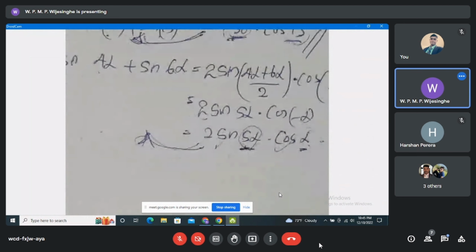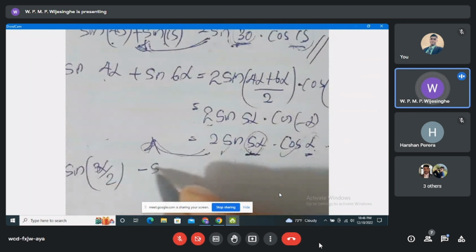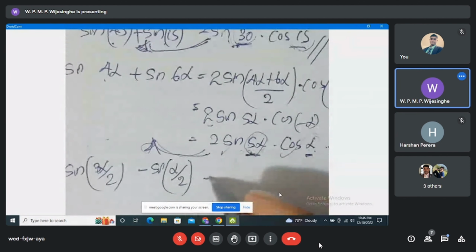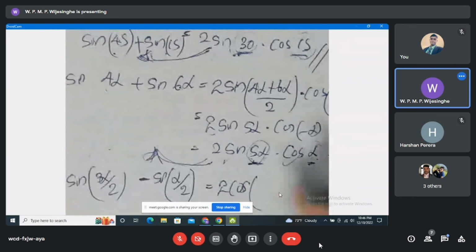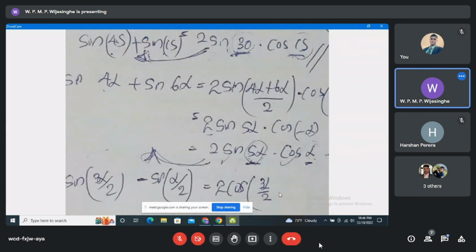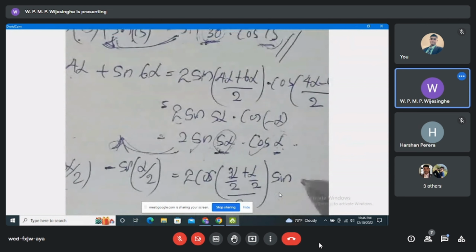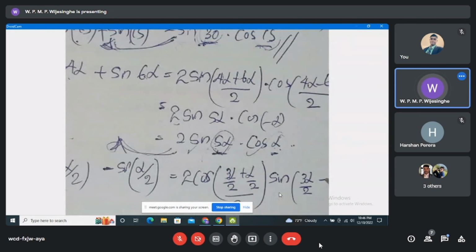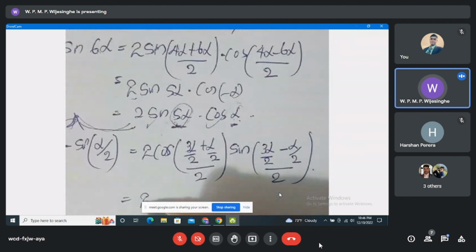Then sin 3 alpha divided by 2 minus sin alpha divided by 2. Then here there is a difference. So cos should be having half of the summation of these two angles, right? So 2 cos (3 alpha divided by 2 plus alpha divided by 2) divided by 2, sin (3 alpha divided by 2 minus alpha divided by 2) divided by 2, right? So simplify this.